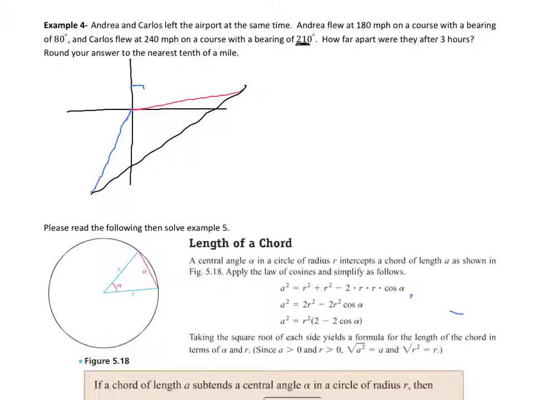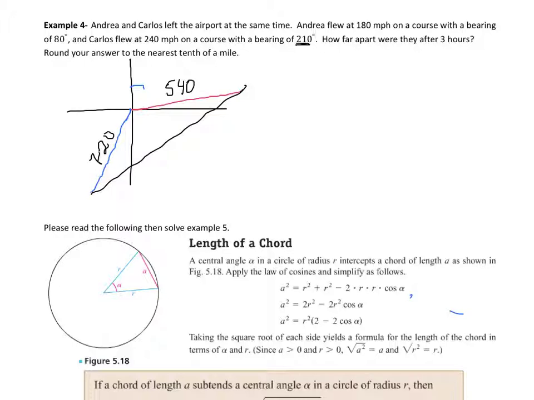Let's write down what we know. So we know after 3 hours, if Andrea flew 180 miles an hour, she flew 540 miles, or 180 times 3. Okay, Carlos, he's a little quicker. So 240 times 3 is, what was that, 720? That's what we said it was. Okay, so now we've got two sides, but now we need to find an angle.